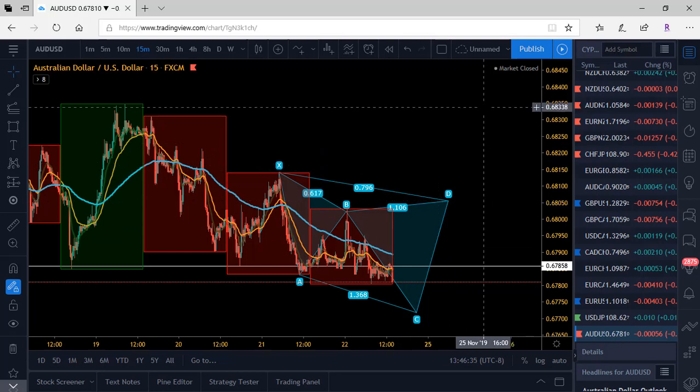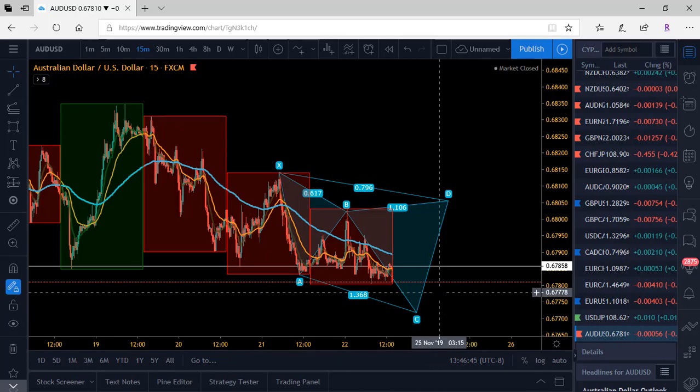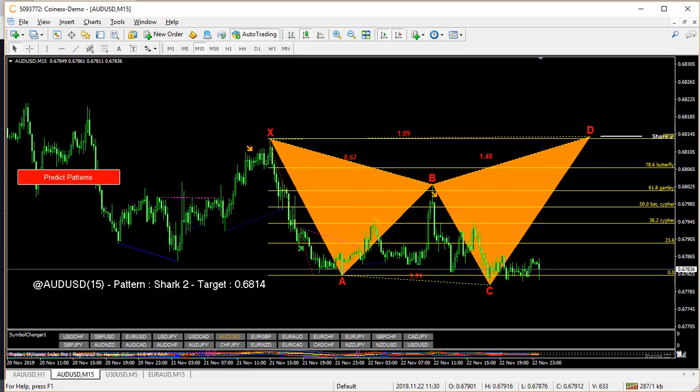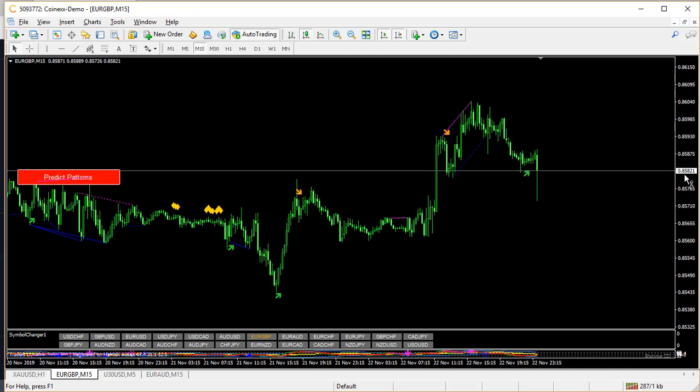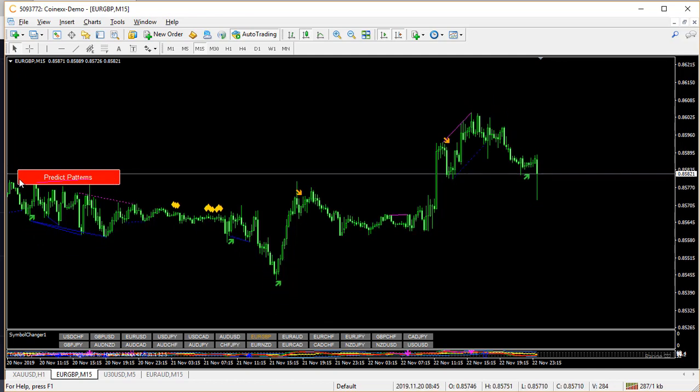And as we go, you want to pretty much save your patterns to make sure that it's being saved. So we go to the next pattern on our indicator. So next one is RGBP, and we repeat the process.